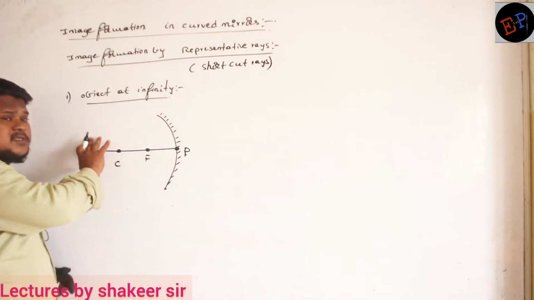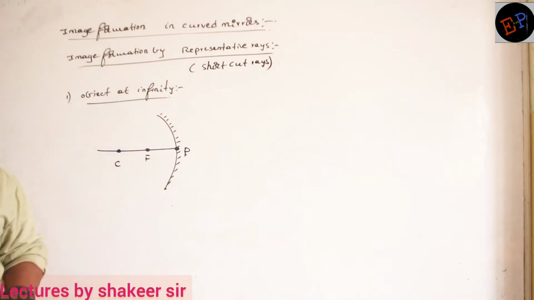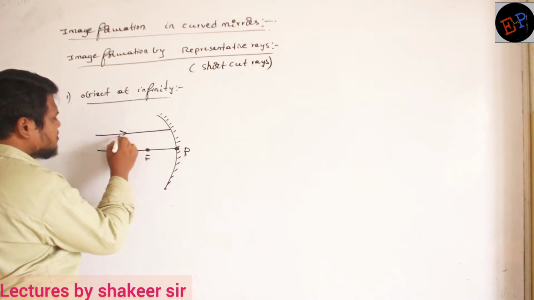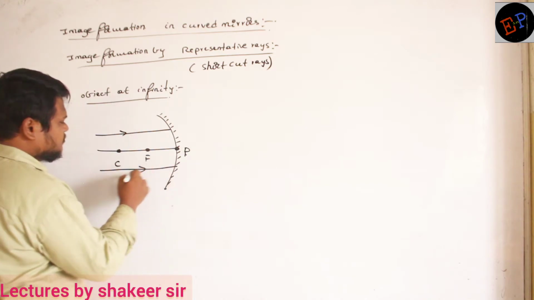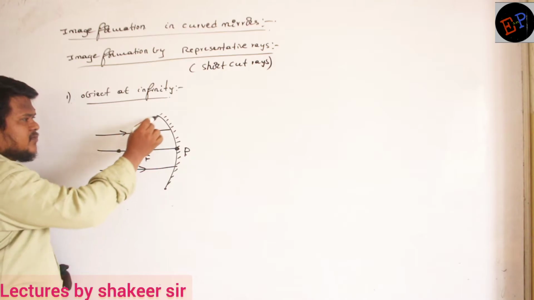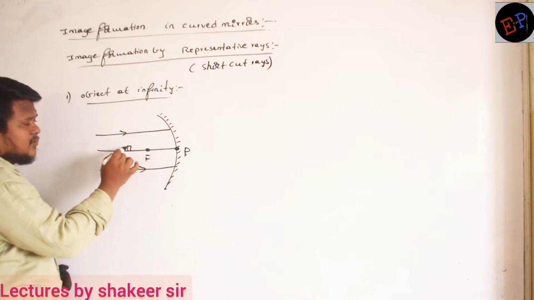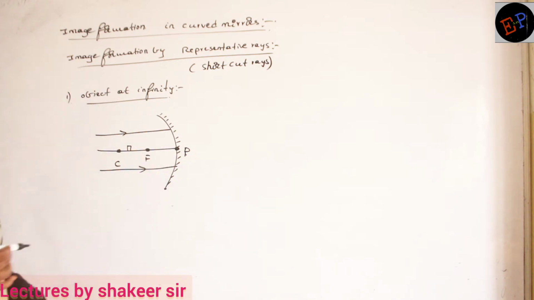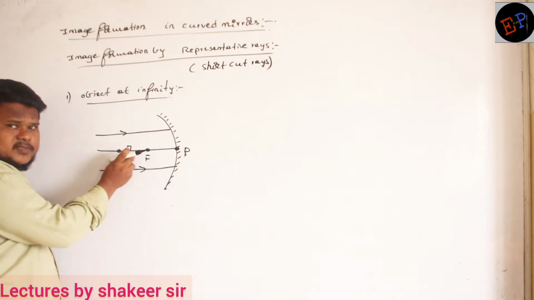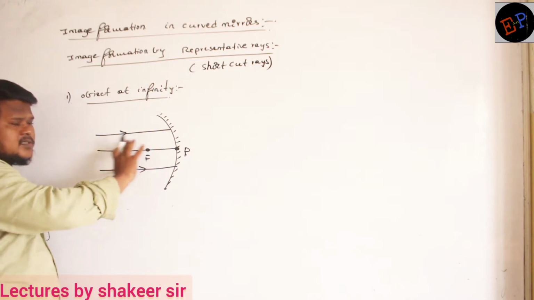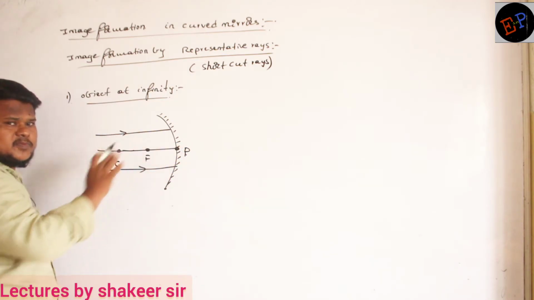Now, when the object is present at a very large distance, how do light rays travel? Light rays travel parallel to the principal axis. This is what we understand now. For example, if the object is present here, light rays will fall like this. One light ray will fall here, one here, one here. But the object is present at a very, very long distance, so we can consider all the light rays travel parallel to the principal axis.